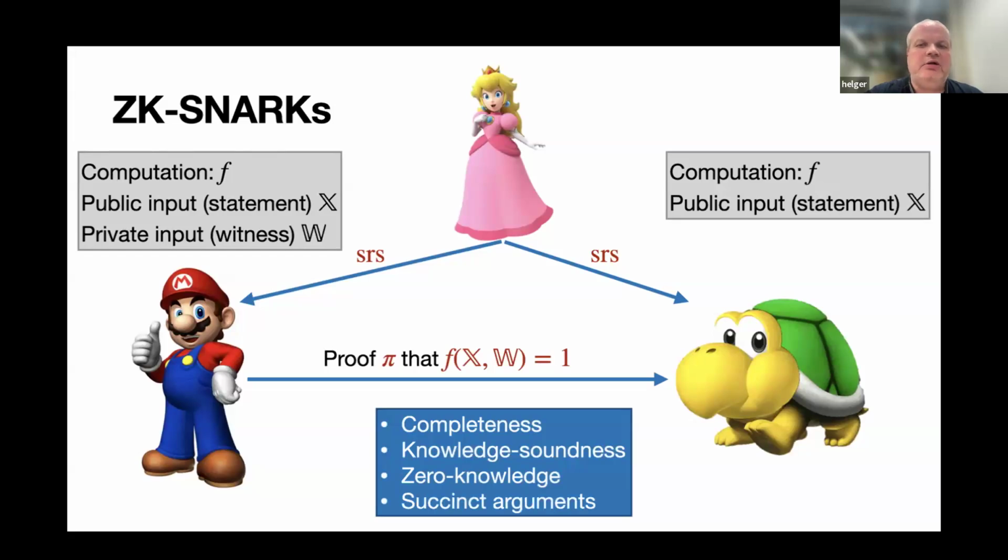But what makes SNARK special is that you also have a built-in efficiency requirement, namely you want the proof to be as short as possible, and you want also the verifier to be very, very efficient.